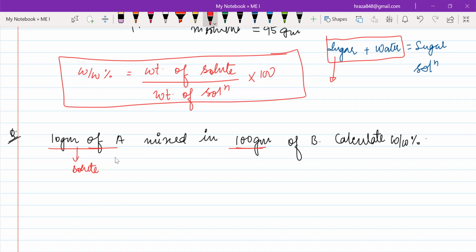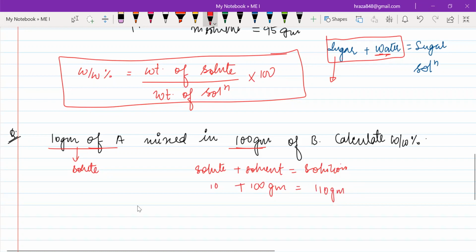No. If you are going to mix solute plus solvent, then you will get solution. Yes or no? Yes, sir. Now you can see that this is your 10 gram and this is your 100 gram. So the mass of solution will be 110 gram. Now going to apply the formula. Weight by weight percent formula. What does this formula say?